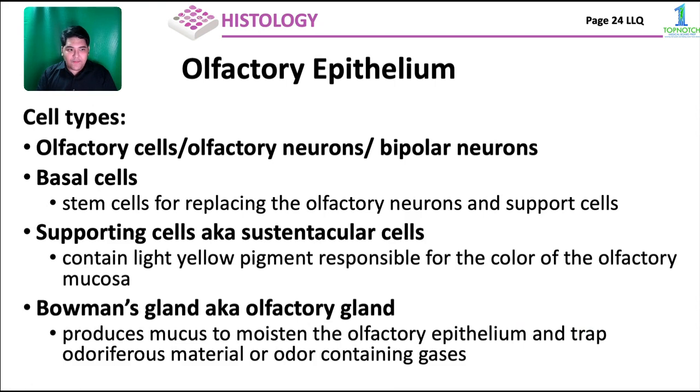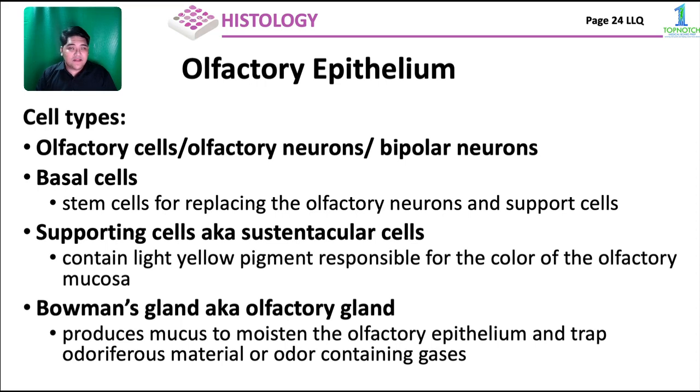Now, your olfactory epithelium, there are different cell types. Your olfactory cells or your olfactory neurons, they are bipolar neurons. Then you have your basal cells. These are stem cells ready for the replacement of your olfactory neurons and support cells.